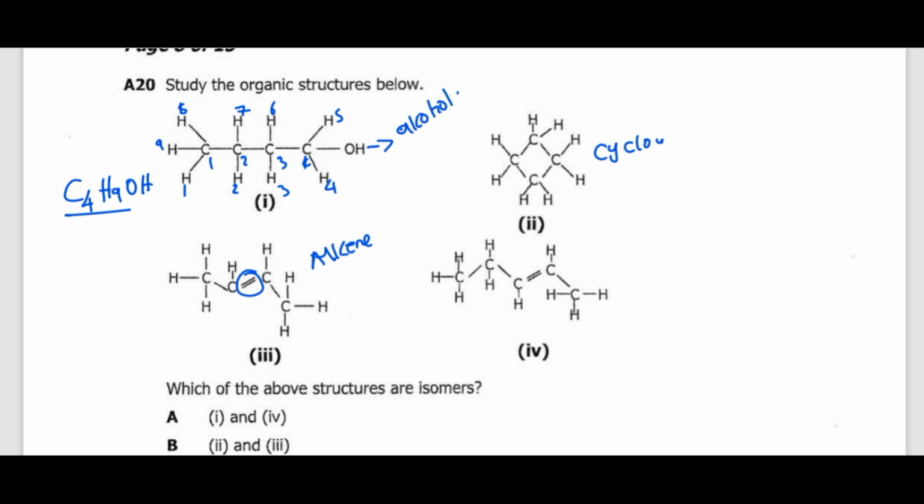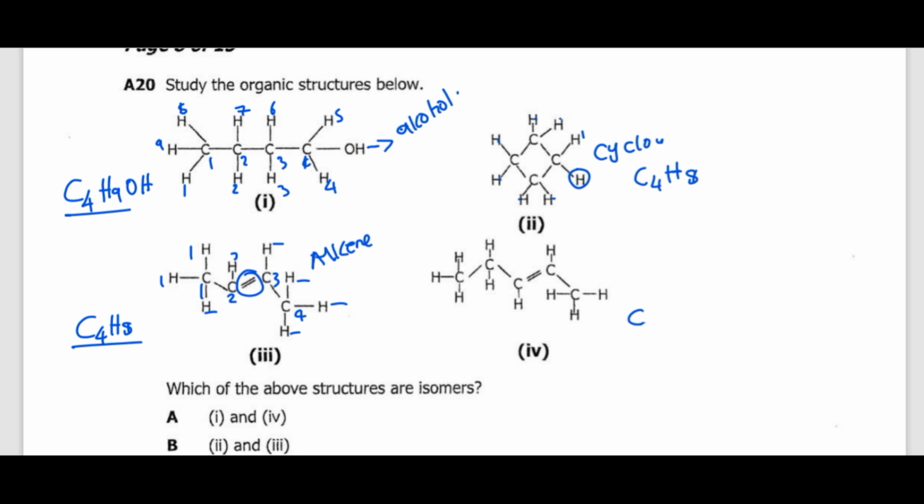Let's look at this one. So we have 4 carbons. Then hydrogen, we have 1, 2, 3, 4, 5, 6, 7, 8. So 8. Let's look at this one. For this one, how many carbons? 1, 2, 3, 4. So it's 4. Then hydrogen, 1, 2, 3, 4, 5, 6, 7, 8. Okay, this is our first chemical formula.